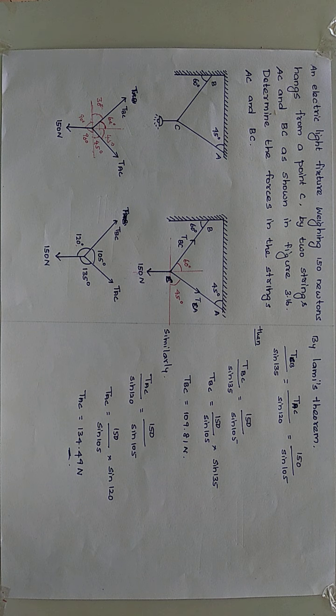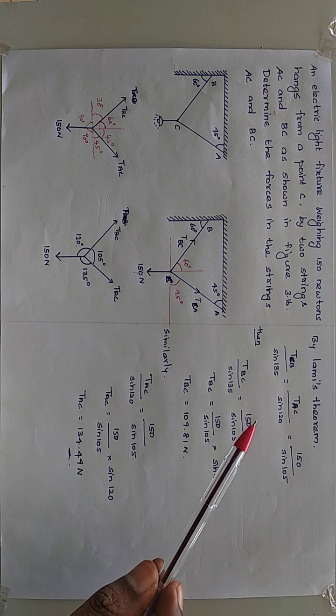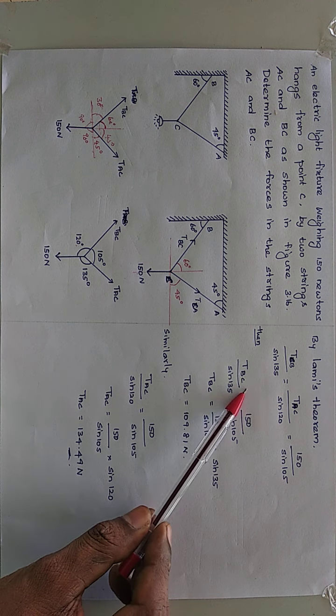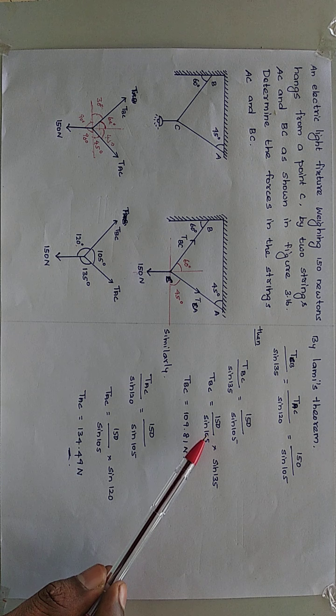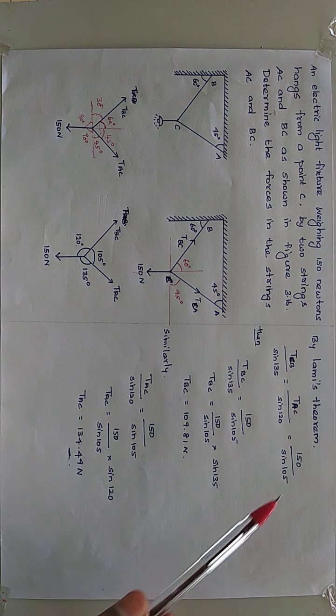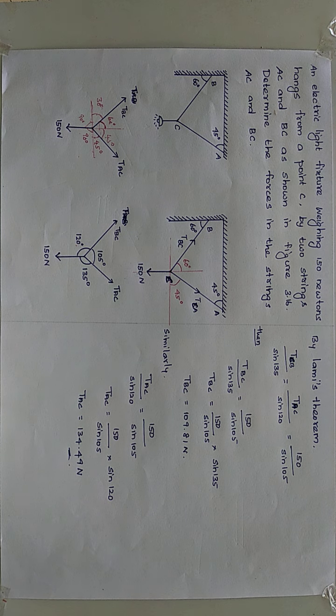So we can use this relation. Then equate these two first. TBC by sine 135 is equal to 150 divided by sine 105. Now we need to find TBC. So bring this sine 135 to the right hand side. Then we will get the value of TBC as 109.81 newton. Then equate this value and the last one. When equating this, we will get the value of TAC as 134 newton. So we got the value of tension in the 2 cables.